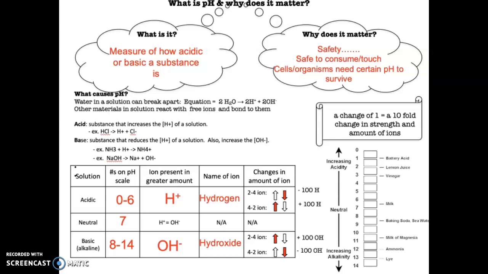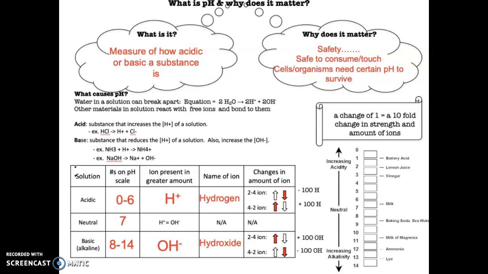If we go up the pH scale, the number of hydrogen ions drops. If we go down the pH scale, the number of hydrogen ions will increase. So anything acidic is from 0 to 6. 7 is our neutral. That means the amount of hydrogen and OH or hydroxide pieces are equal in the substance. So we have equal parts, so they kind of cancel each other out, so there's nothing really to worry about there. Water, in its purest form, is neutral.